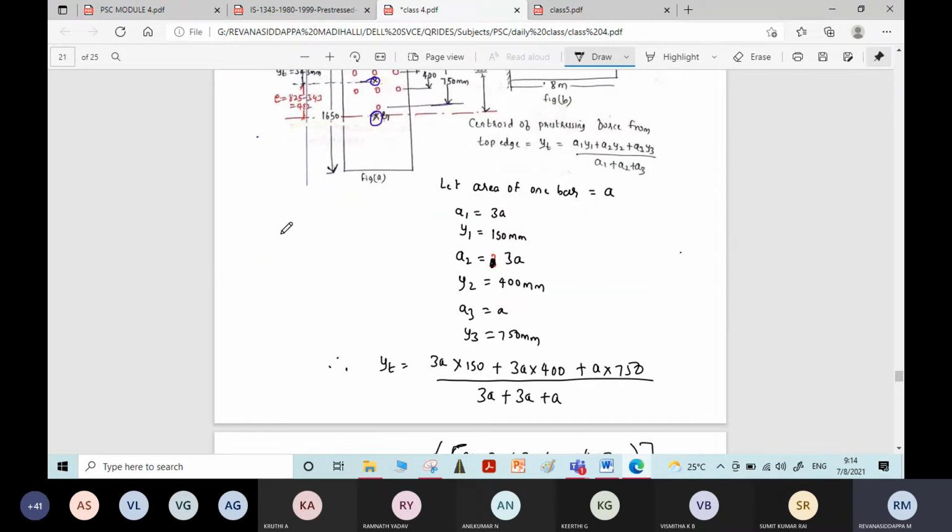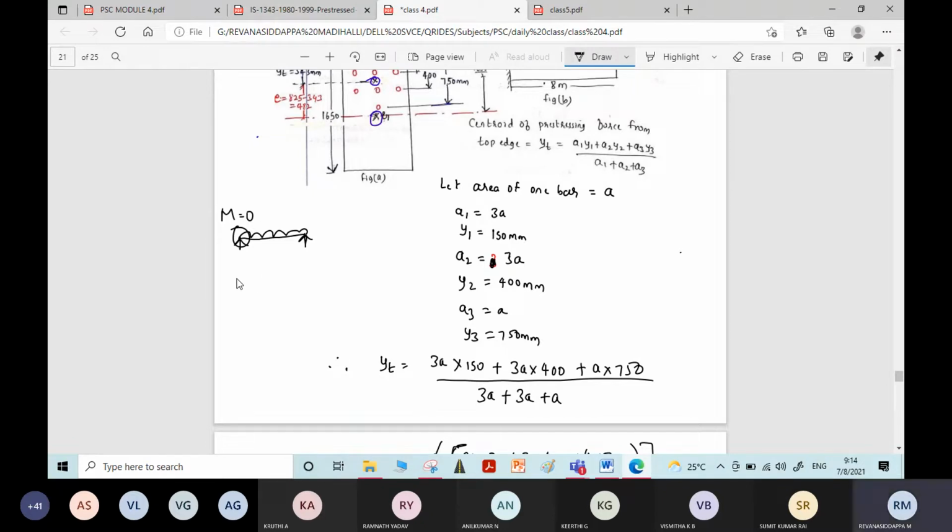For a simply supported beam, what is the moment at the support? Tell me. What will be the moment at the support if it is a simply supported beam? 0. It will be 0.